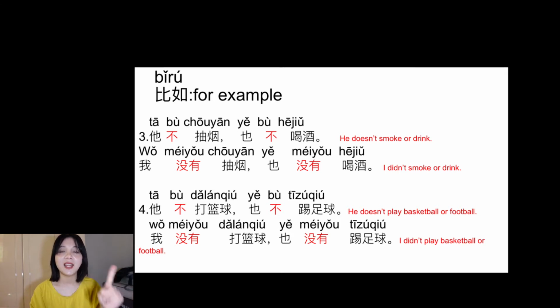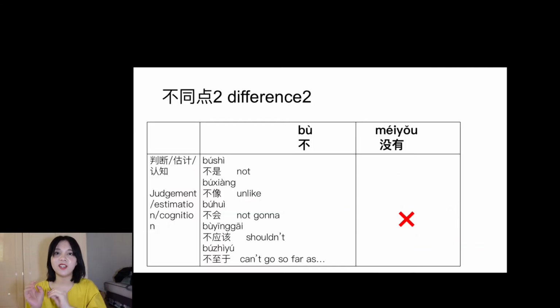Okay. 那他不打篮球也不踢足球, he doesn't play basketball and he doesn't play football. And we use 没有: 我没有打篮球也没有踢足球, I didn't play basketball and I didn't play football. But whether I play tomorrow, we don't know. It's something in the future. Now let's move on to difference 2.